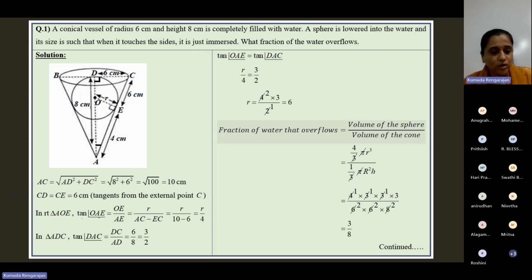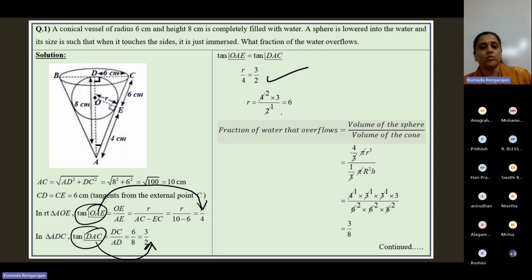Similarly, tan of which angle? What is this angle? And here tan of which angle? The same angle. So this is equal to this. So this result r by 4 is equal to this result 3 by 2. So r by 4 is equal to 3 by 2. When you work this, you find the value of r. The radius of the sphere is 6 centimeters.